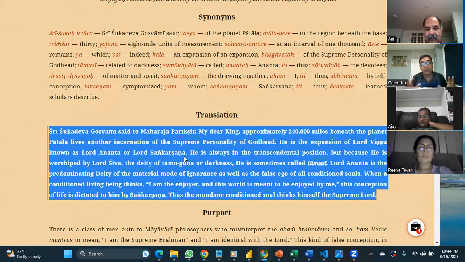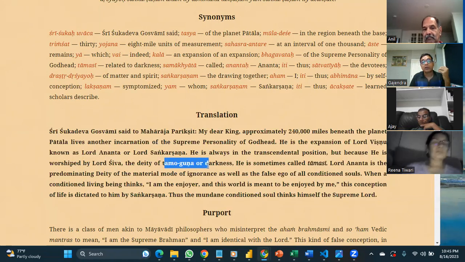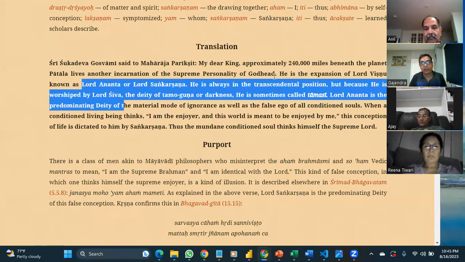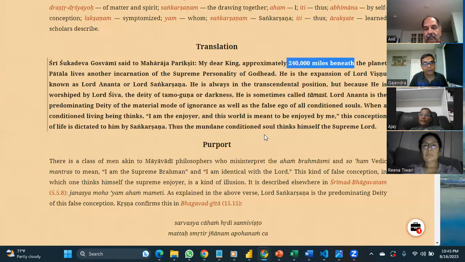Remember when you're reading about all the different directions, how different avatars of Lord Vishnu are situated. And we also read in Ilavrita-varsha, Lord Shiva is constantly praying to Lord Sankarshan, who is an extension of Lord Vishnu. Because of the modes of goodness, passion, and ignorance, Sattva, Rajas, and Tamas, Lord Shiva is the destroyer and the Lord for ignorance, Tamas, and he prays to Lord Sankarshan. That's why he is also sometimes called Tamasi. So Lord Ananta is based 240,000 miles beneath the planet Patala.